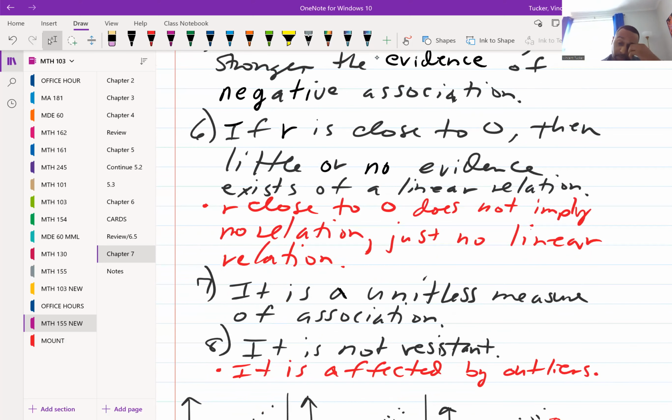And the last two: it is a unitless measure of association, and it is not resistant. I mean, it is affected by outliers.